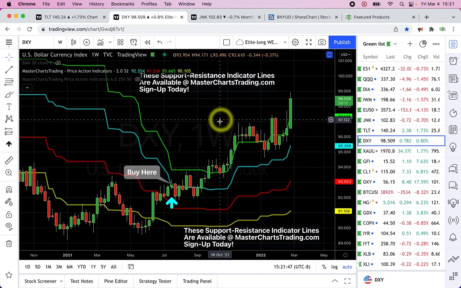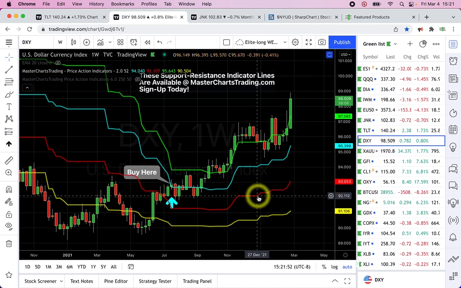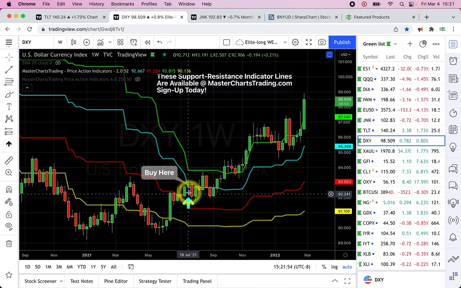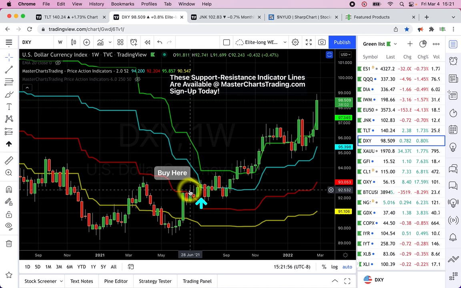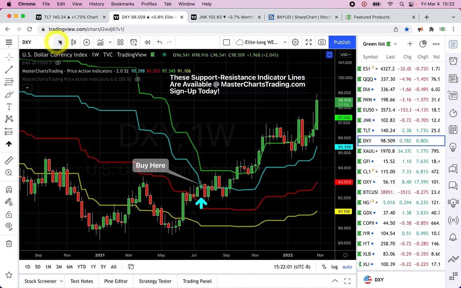Okay, looking at the dollar, we're basically looking at commodities now. Looking at the dollar DXY, so pretty straightforward. You can see how my indicators are just obvious, and you can use them yourself. This is a weekly chart, so each candlestick is one week's worth of activity. This is the inflection point right there, the week of 19th of July 2021. And then at that point you just buy and basically hold it.